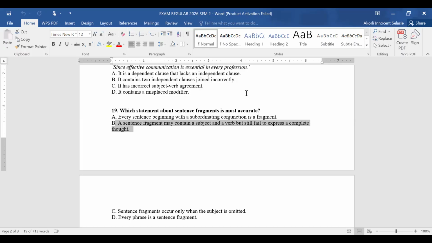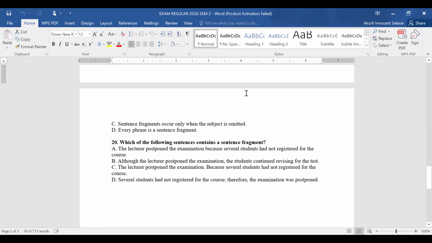Every sentence beginning with a subordinate conjunction is a fragment. That is not true, because if I say, since he came early, we were able to finish the job, it is not a fragment. So, no.